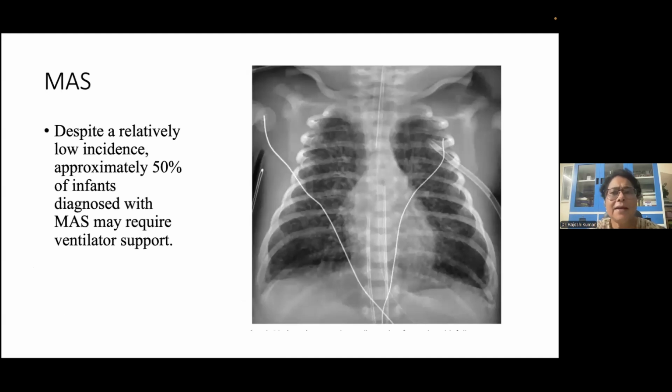Now, the next condition which we commonly encounter in our neonatal units, which needs mechanical ventilation, is Meconium aspiration syndrome. It has a lower incidence than respiratory distress syndrome, but still 50% of the neonates who have Meconium aspiration syndrome may require ventilatory support.